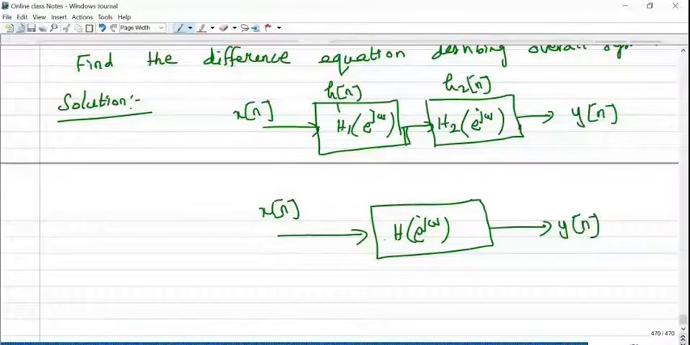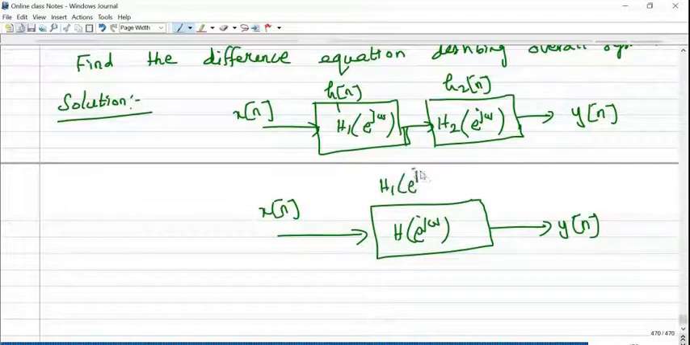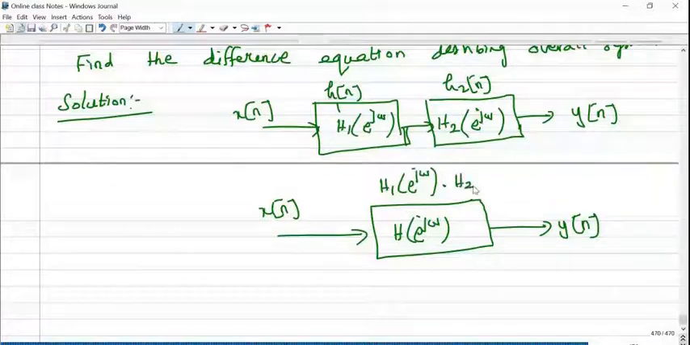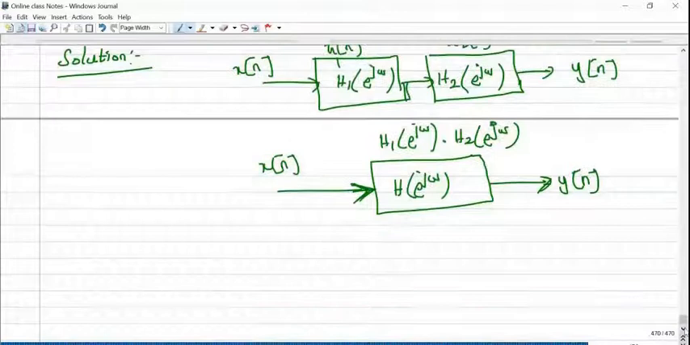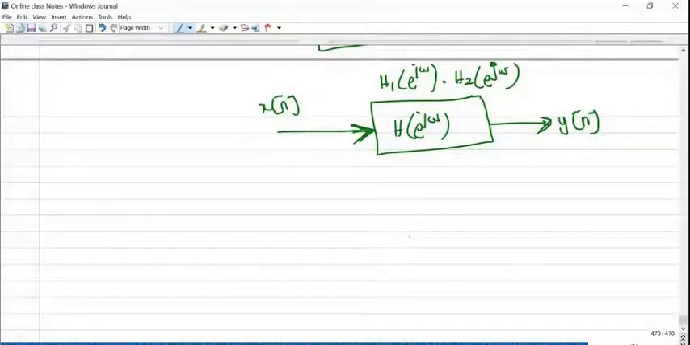Now the result is H of e power j omega equal to H1 of e power j omega times H2 of e power j omega. Here we are solving in the frequency domain. If you try to solve in time domain, then your net result will be h1 of n convolution with h2 of n. So this is the overall idea. H of e power j omega must be equal to the multiplication of H1 and H2. Then we have to write the difference equation.